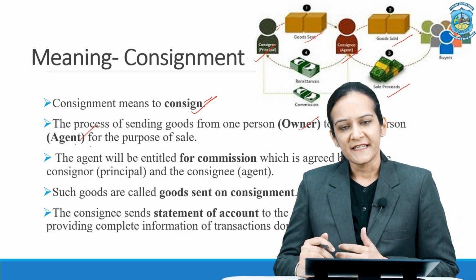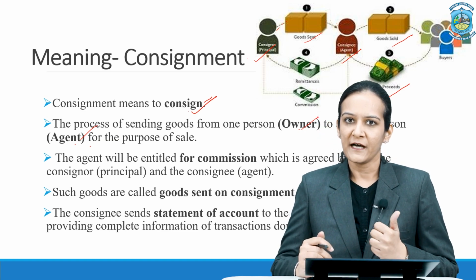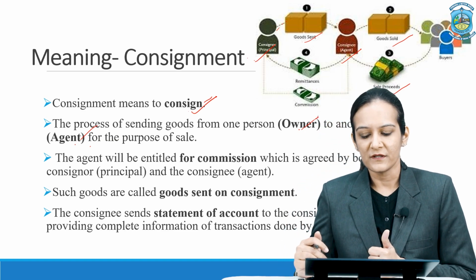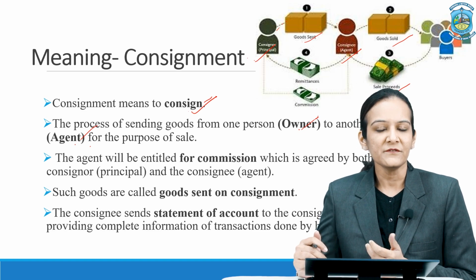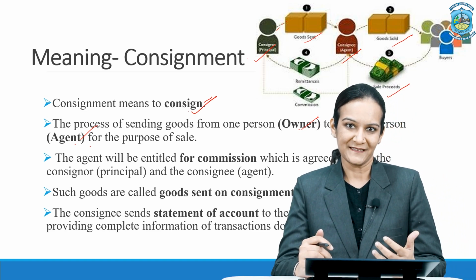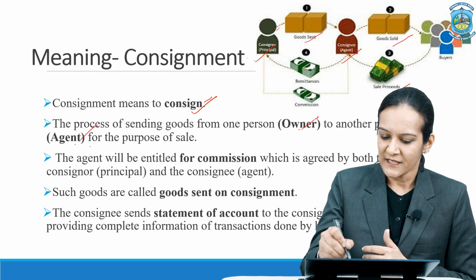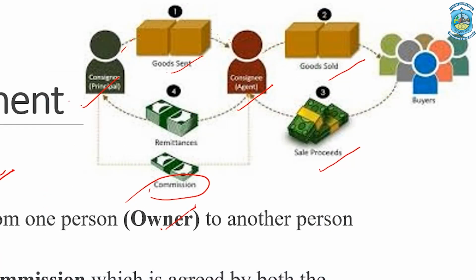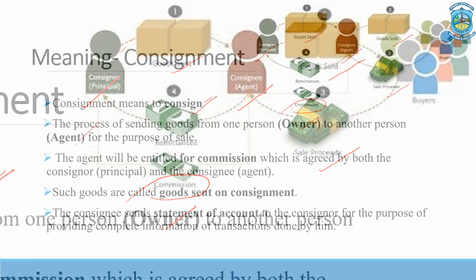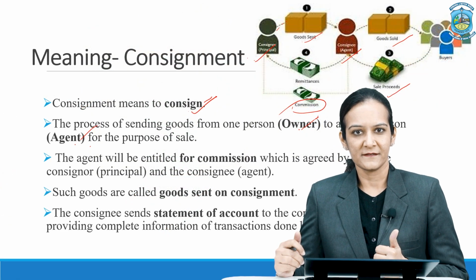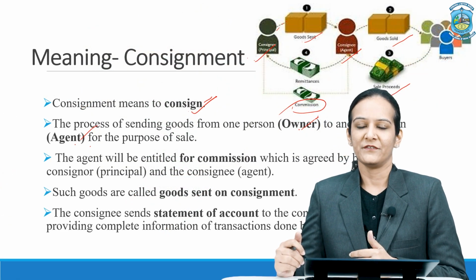When the consignee is selling the goods on behalf of the consignor, he is performing a particular service, so obviously he expects something. His expectation is in the form of commission. Commission is very important under consignment accounts. The amount of commission depends upon the sales proceeds generated by the consignee. The higher the sales revenue, the higher his commission, and the lesser the sales revenue, the lesser his commission.